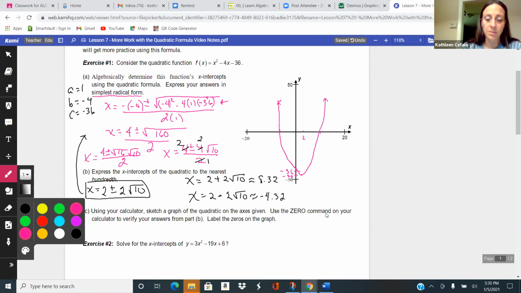Mine's not beautiful, but I have my important points labeled: my x-intercepts, my y-intercept, and my turning point. I also have some arrows, and the very last thing I'm going to do is give it our label. You could either say f of x, or you could put the whole equation on there.